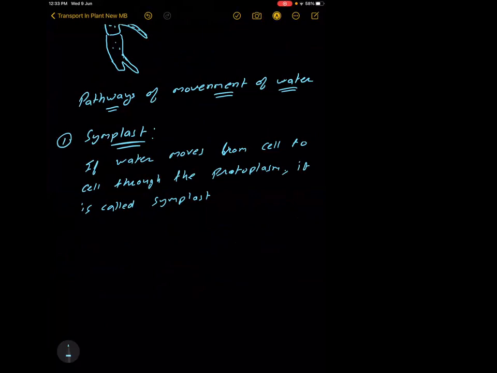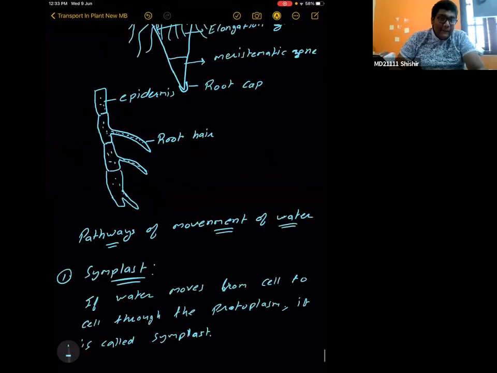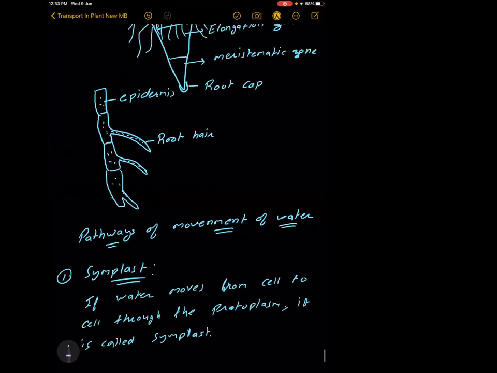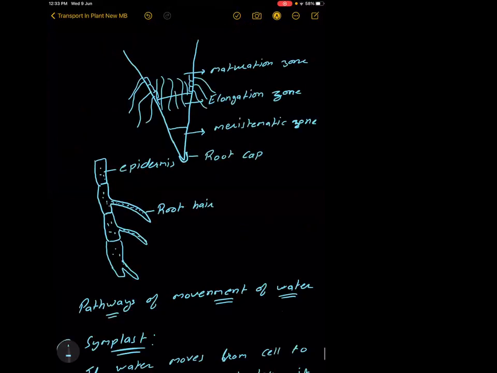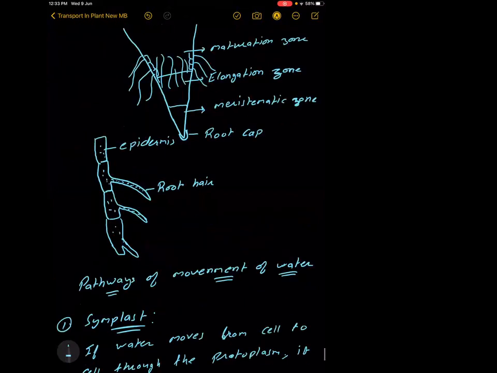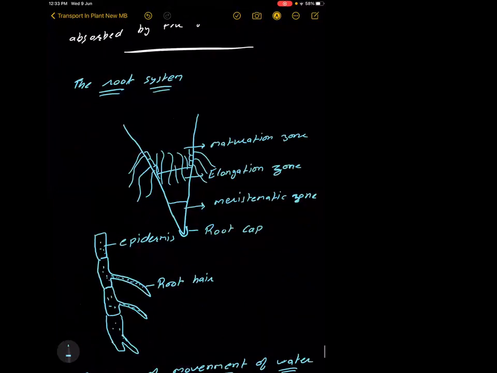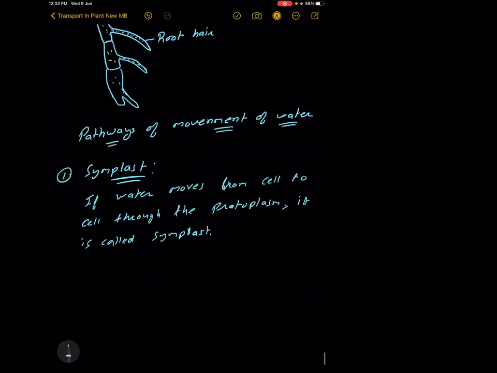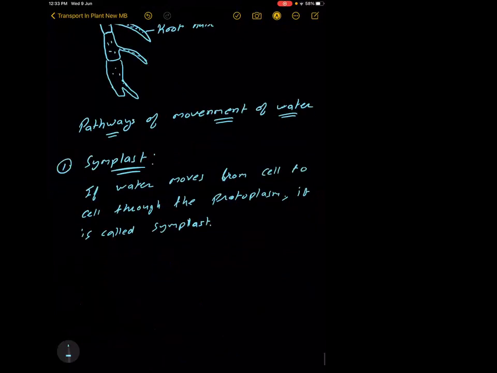Can you please show the root system once? Sir, can you once show capillary water and hygroscopic water? Just a minute, I will show you everything after the class. Let me finish first, then I will show you one by one, step by step, so you can take the screenshot.